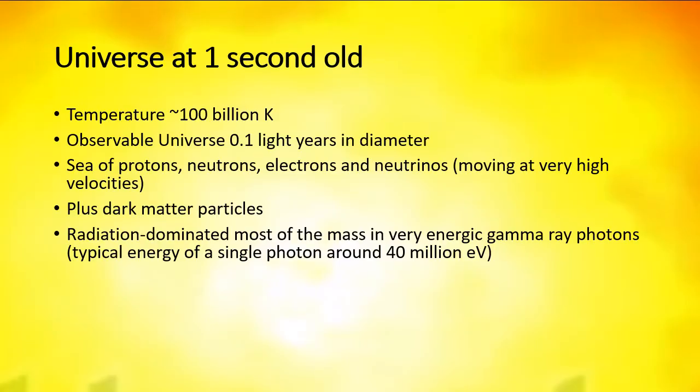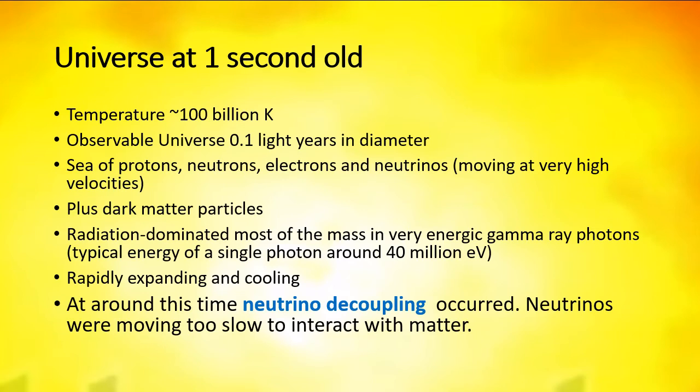So if we go back to when the universe was only 1 second old, it was radiation dominated. It was so hot and there were so many gamma ray photons with energies around 40 million electron volts. These completely dominated the mass of the universe. The universe was also rapidly expanding and cooling. And just after this time, something called neutrino decoupling occurred. This is when the neutrinos' energy fell to such a point that they could no longer interact with ordinary matter.